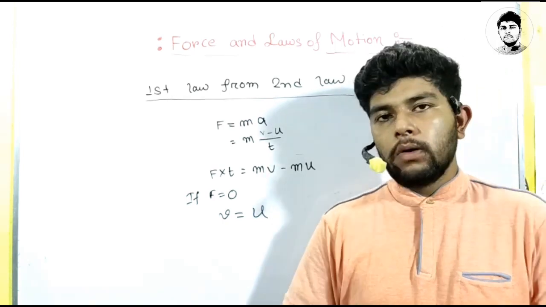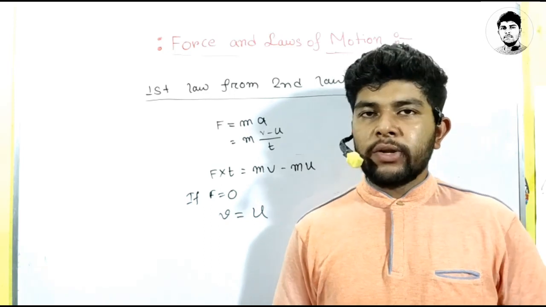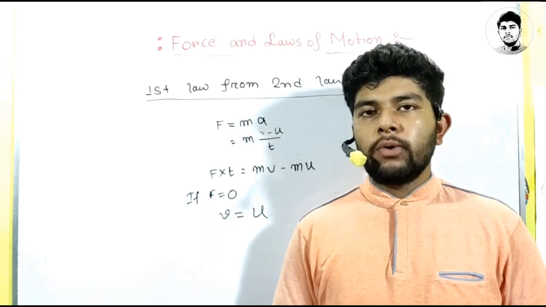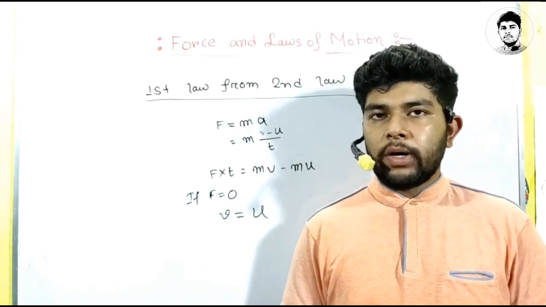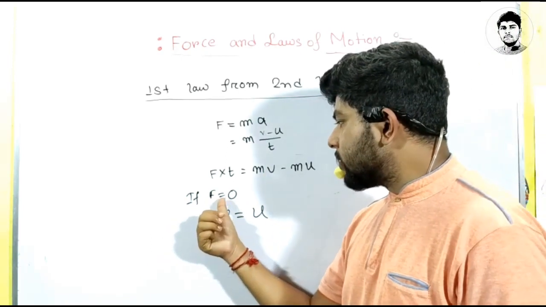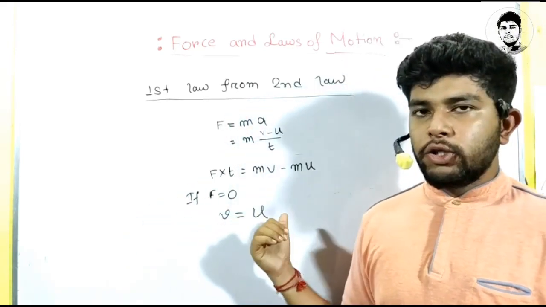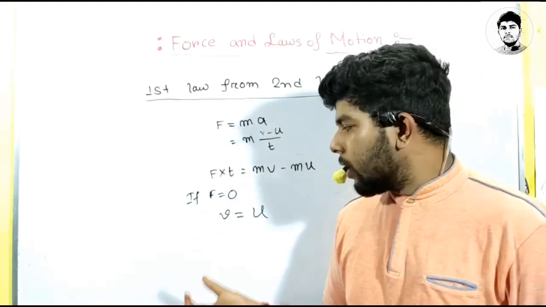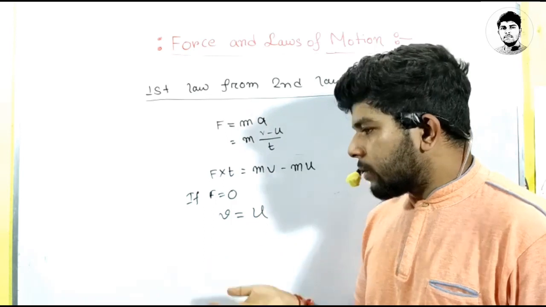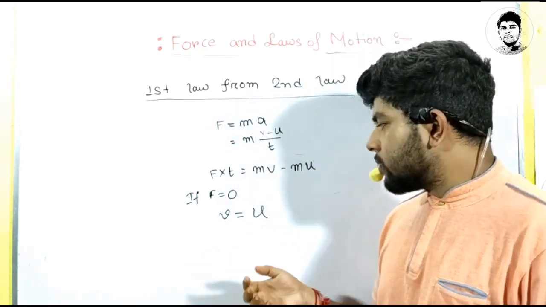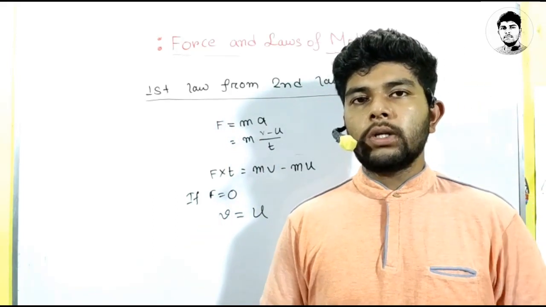So Newton's first law says that if there is no force, the object which is at rest will remain at rest, and the object which is in motion will move in a straight line with the same velocity. This is Newton's first law. So if the applied force is 0, the final velocity is the same as the initial velocity. That means if initially the object is at rest, the final value of the velocity will be 0, and if the object is moving from one point to another, it has some initial velocity, and finally the velocity will be the same. So this is Newton's first law.